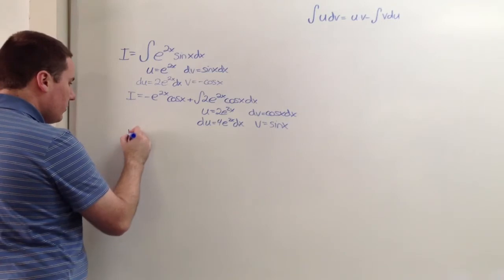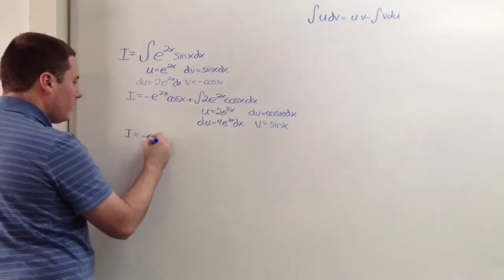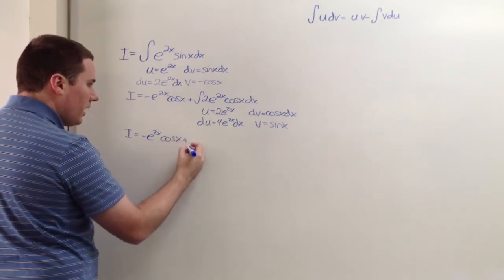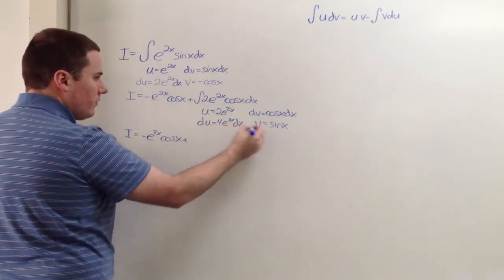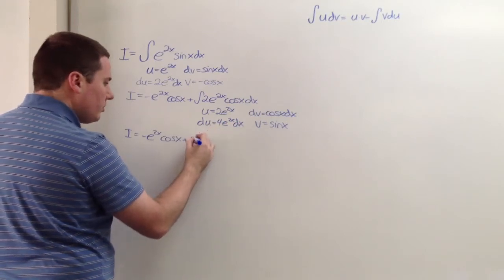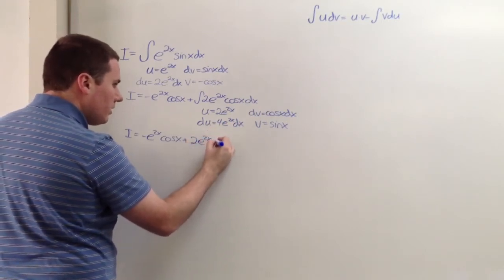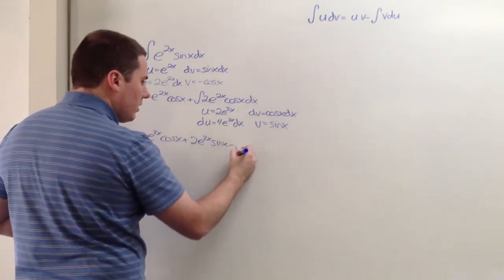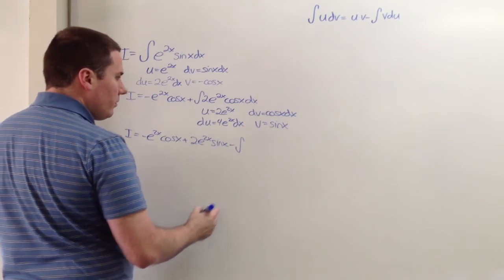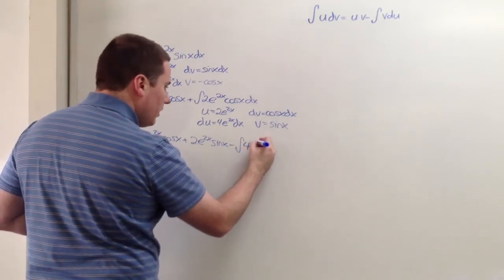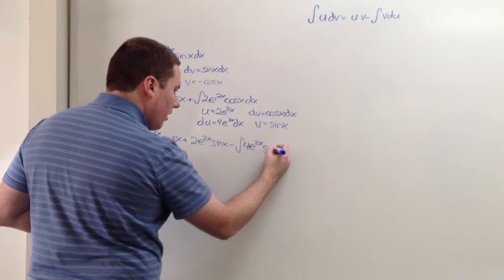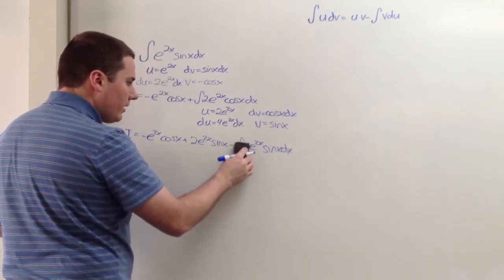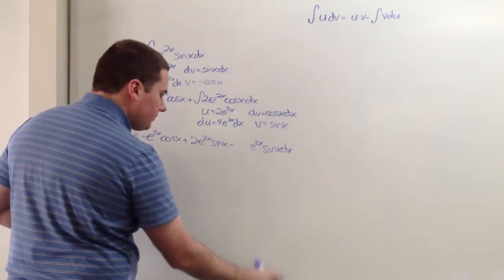All right, so I equals negative e to the 2x cosine x plus uv, so 2e to the 2x sine x, minus the integral of v du, so 4e to the 2x sine x dx. Now maybe this will be a little bit more apparent if I factor the 4 out of the integral.